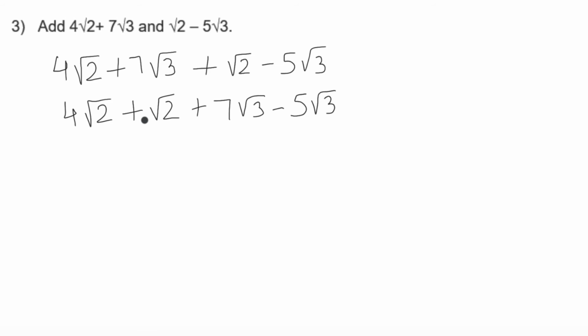4 plus 1, we add the coefficients, it becomes 5 under the root 2. Now here it's plus 7 and here it's minus 5, so at the end you will get plus 2 under the root 3. So here is your answer. Addition of 4 under the root 2 plus 7 under the root 3 and the second number under the root 2 minus 5 under the root 3 is equivalent to 5 under the root 2 plus 2 under root 3.